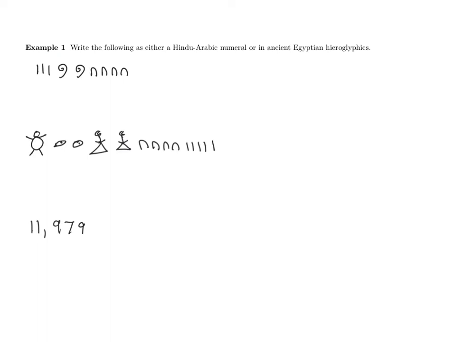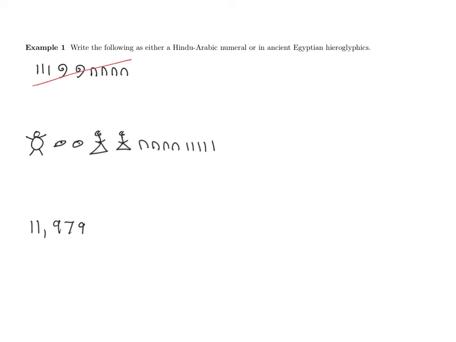In example 1, we're going to write the following as either Hindu Arabic numerals or as ancient Egyptian hieroglyphics. Let's start with this one here. Since it's already in hieroglyphics, we'll translate it into Hindu Arabic numerals. And this one actually is not written correctly. These symbols here represent 1. This symbol here is for 100, and this is for 10. So technically, this is really not written in the correct manner, so I'll just cross that out.